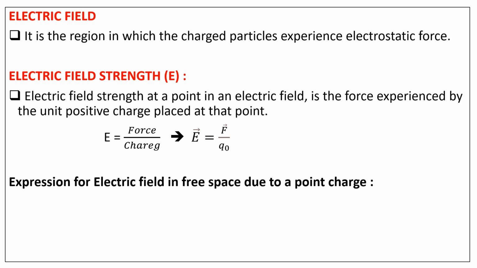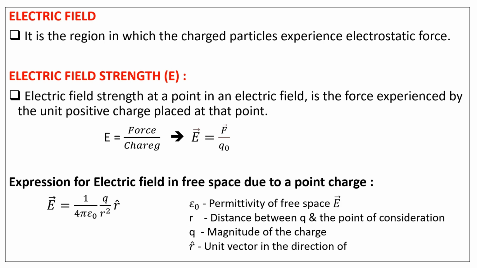Expression for electric field in free space due to a point charge: vector E is equal to 1 by 4 pi epsilon naught, Q by R square, into R cap. Where epsilon naught is the permittivity of free space, R is the distance between Q and the point of consideration, Q is the magnitude of the charge, and R cap is the unit vector in the direction of E.